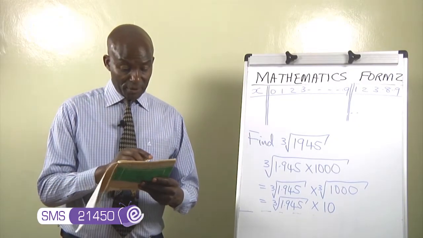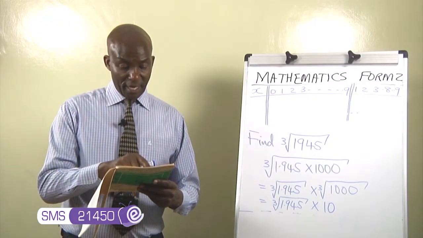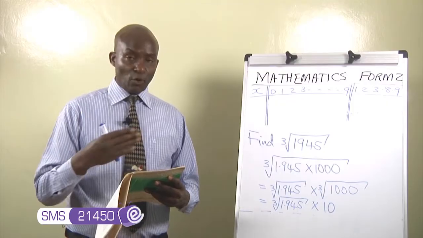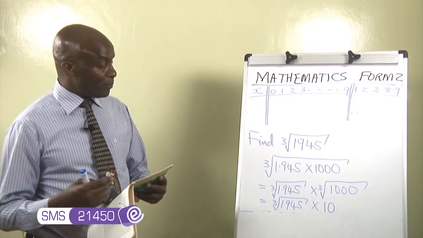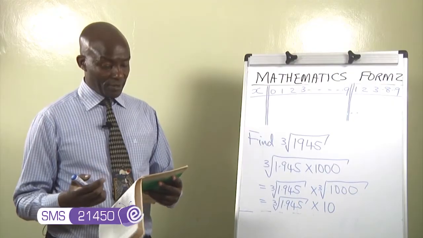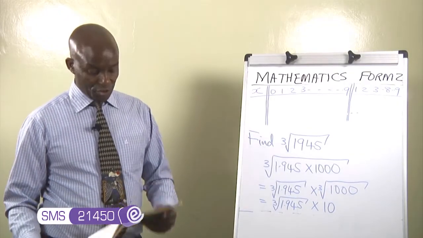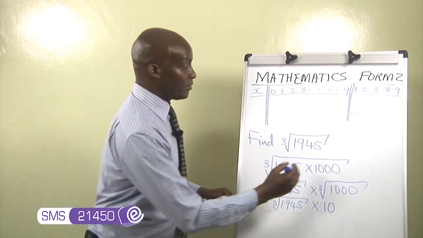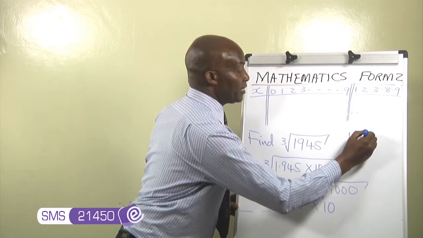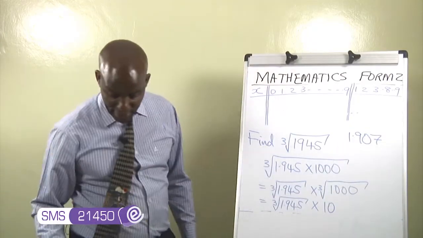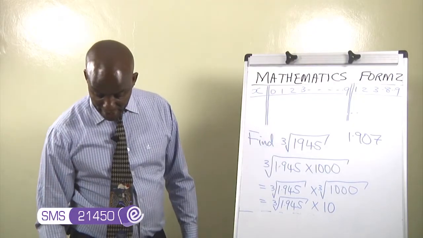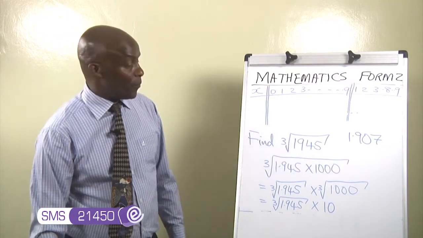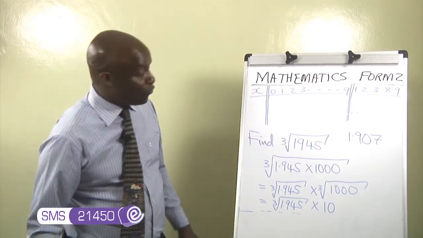From the cube tables, what I find is that the number just below 1.945, the one closest to it but below it, is 1.907, and it is actually the cube of 1.24.